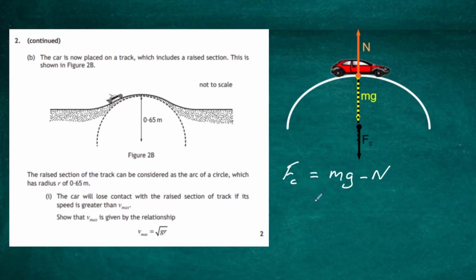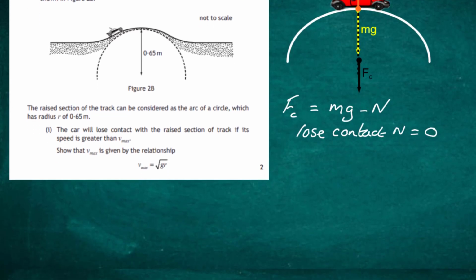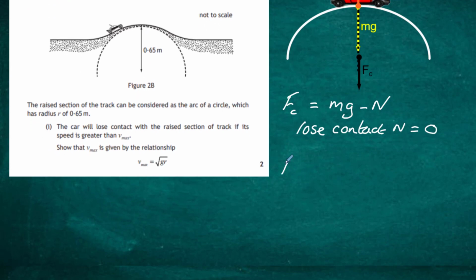So in this case, to lose contact, N must be equal to 0. The normal force must be equal to 0. So we now have a simple equation that the centripetal force will be equal to mg for this particular maximum speed, which will result in losing contact with the road, N equal to 0.